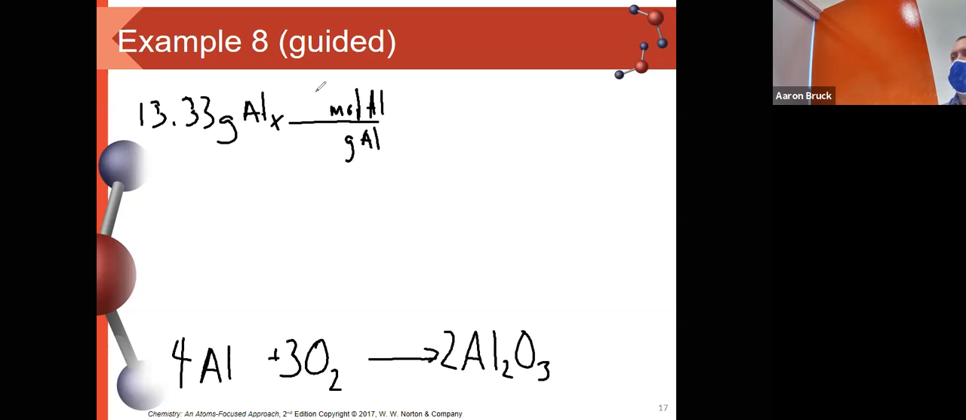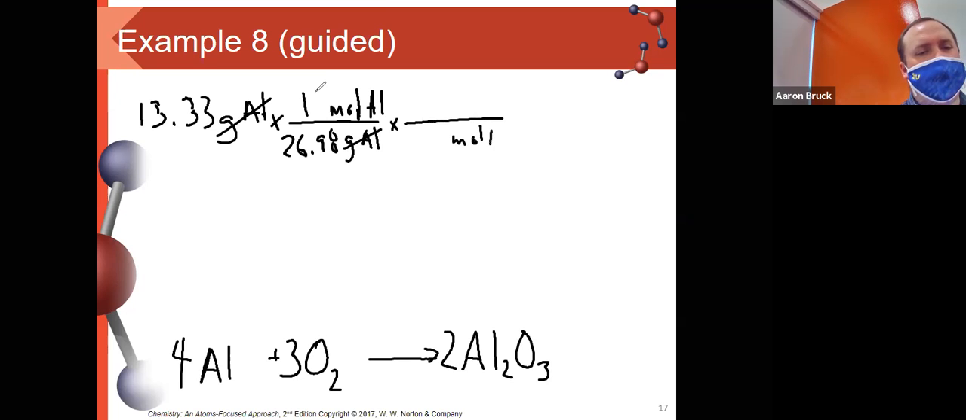For that, I need a molar mass. Molar mass of aluminum, 26.98 grams. Now I'll get my grams of aluminum to cancel. My second step, I want to get rid of the moles of aluminum. So moles of aluminum in the denominator, moles of aluminum oxide in the numerator.